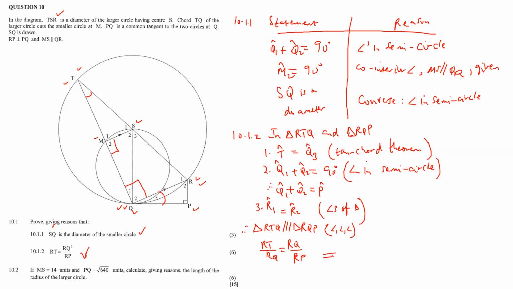What is the meaning of this? This means, by cross multiplication, that RT is RQ squared, and you divide that by RP. So we have done 10.1.2.